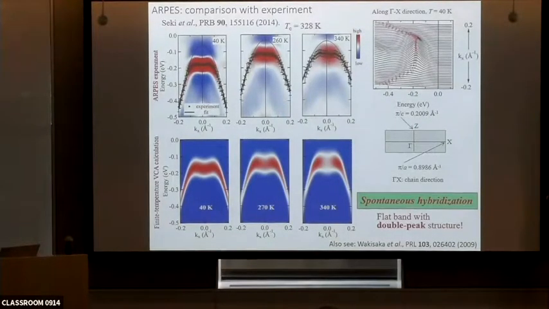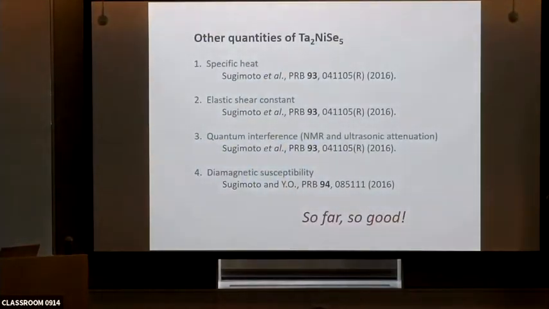Okay. And we have calculated other physical quantities of this material, including specific heat for the phase transition, shear constant for the lattice distortion, and quantum interference effects, including NMR relaxation rate and ultrasonic attenuation rate. And also diamagnetic susceptibility has been calculated. And the agreement seems to be somewhat reasonable. So I should say that so far so good.